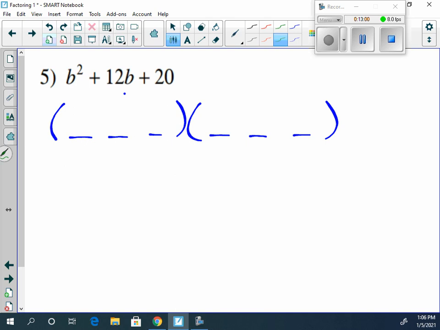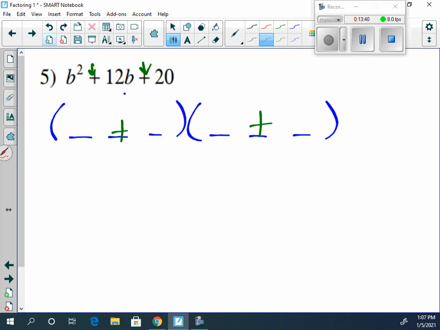Our third step was to find the sign. And we always check the constant term. If the constant term is positive, the signs are the same and they match the sign of the middle term. If the constant term is negative, the signs are opposite. Hopefully some of this is starting to come back. So when I look at this here, the constant term is positive. So the signs are the same, and they are going to be positive. So we'd have positive and positive. So that was step number 3.